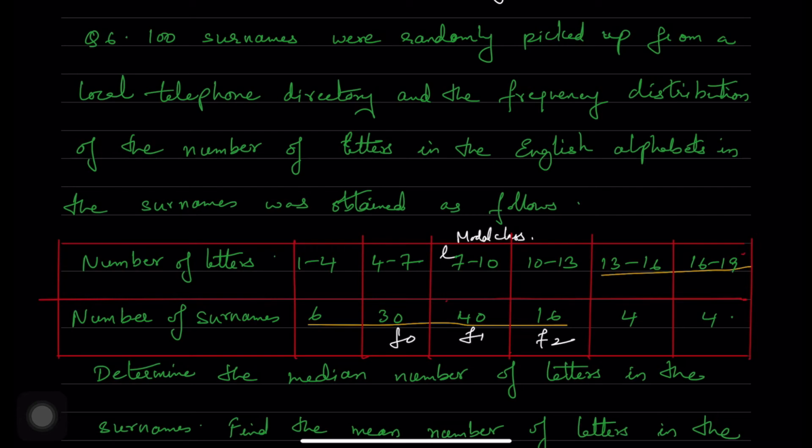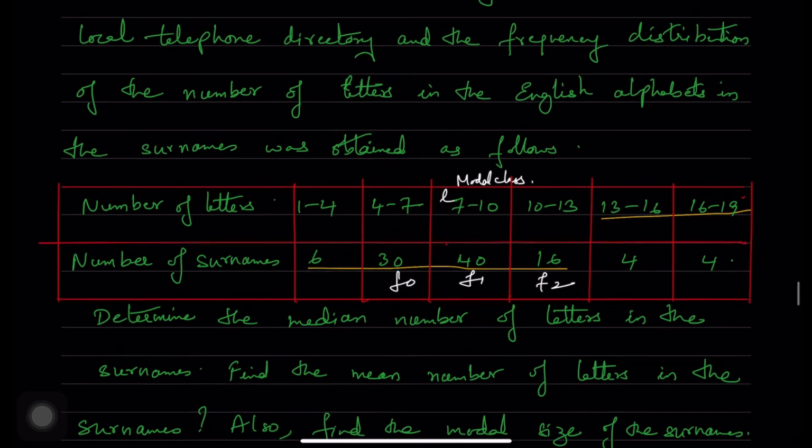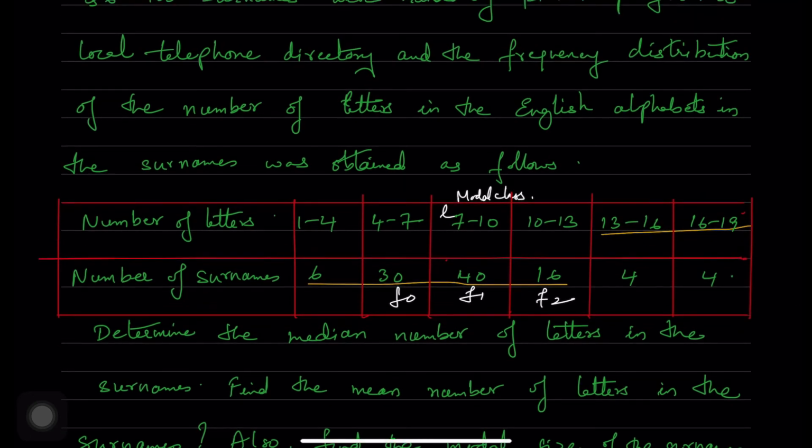Now question 6. 100 surnames were randomly picked up from a local telephone directory, and the frequency distribution of the number of letters in the English alphabet in the surnames was obtained as follows. So number of letters is given as 1 to 4, 4 to 7, 7 to 10, 10 to 13, 13 to 16, 16 to 19. So your number of surnames is 6, 30, 40, 16, 4, 4.